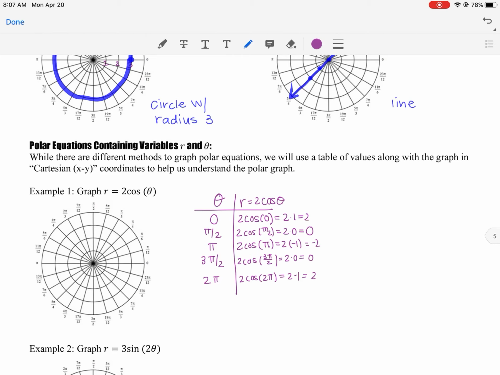And a lot of times here, notice how there's 2 at the beginning and 2 at the end. If you continue this, you'd actually get that same pattern: 2, 0, negative 2, 0, 2, 0, negative 2, 0. Just make sure you've gone far enough to understand that pattern.